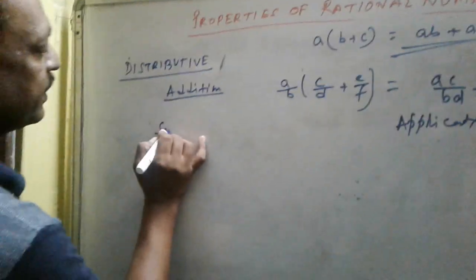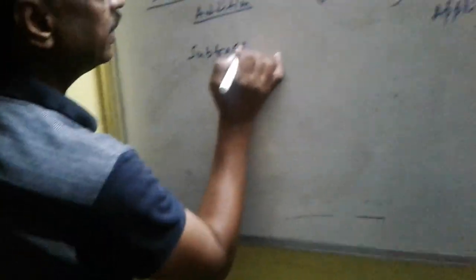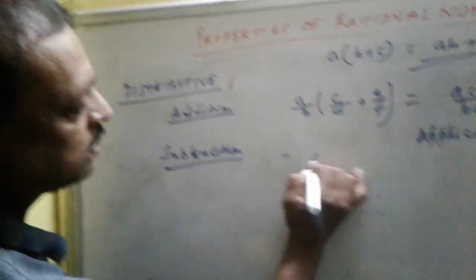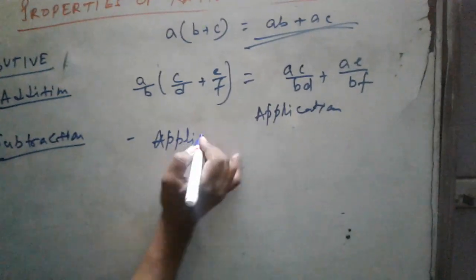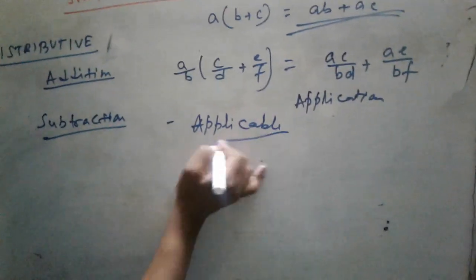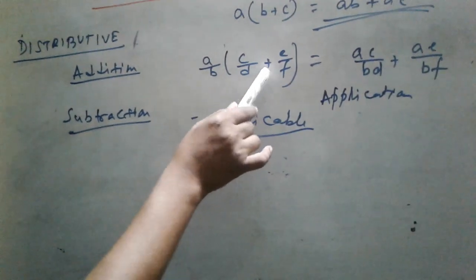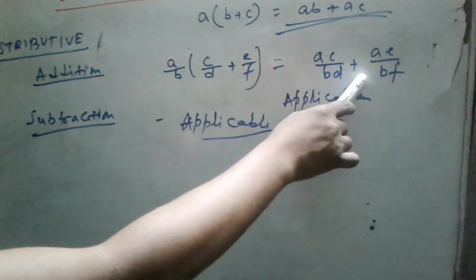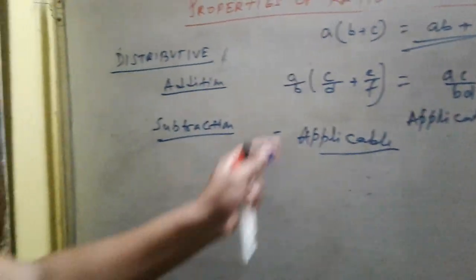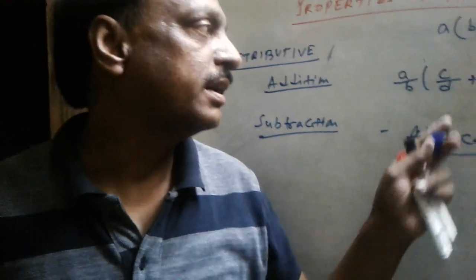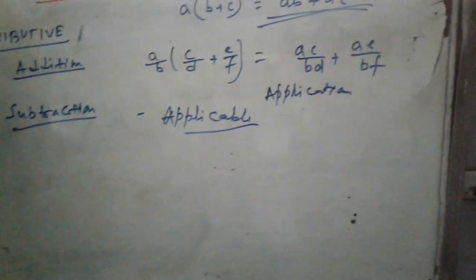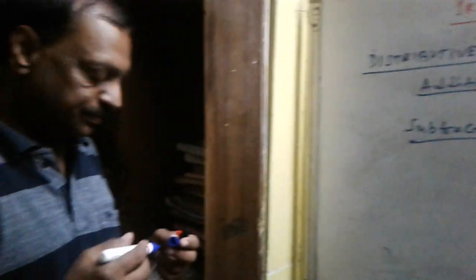In the case of subtraction also, it is applicable. At the place of plus sign, you can write the minus sign, and after getting the number, you can calculate them. You will see that the results will be same. So distributive property is this.